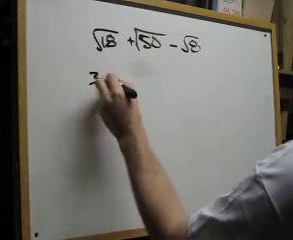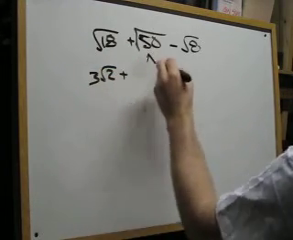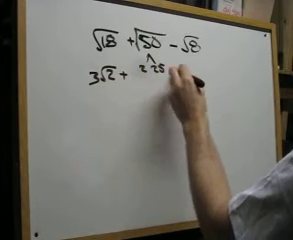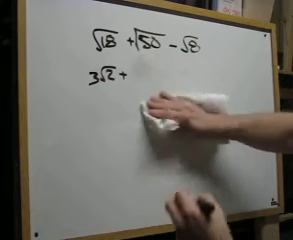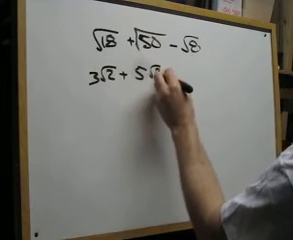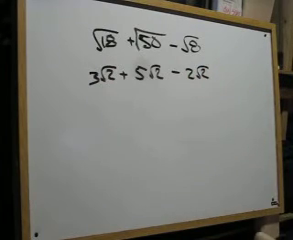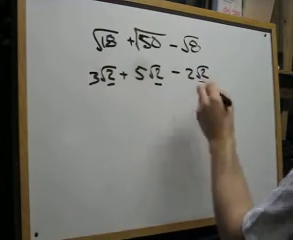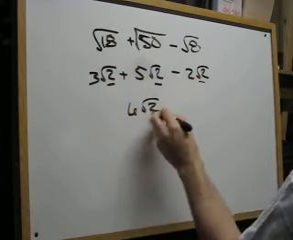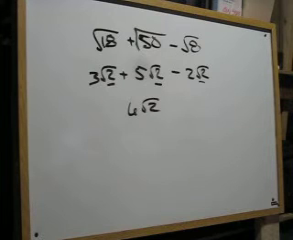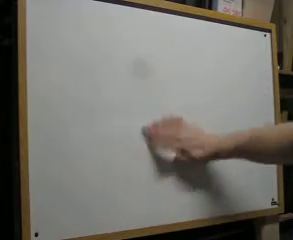And this simplifies to 3 square root of 2. This simplifies, well, I don't know that one just in my head, so, okay, that one will simplify to 5 square root of 2. And this simplifies to 2 square root of 2. That being the case, we have square roots of 2 all along here, so we can go 3 plus 5 is 8, minus 2 is 6. And we're good with that. Brings us to our next example.